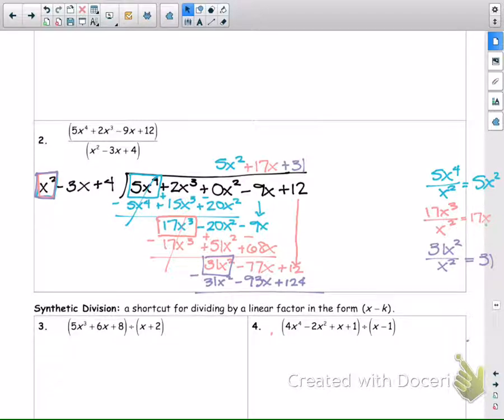When I subtract, again being careful of my negatives, my x squared terms cancel. How many x's am I going to have? Negative 77 plus 93 gives me what? 16x. And 12 minus 124 gives me negative 112. Can I divide that anymore? Negative 77 plus 93? Would you not do minus 93? No, it's minus a negative. It turned into a plus.